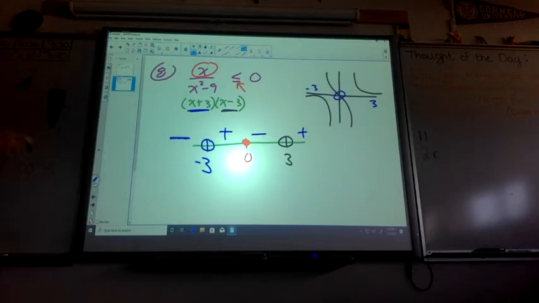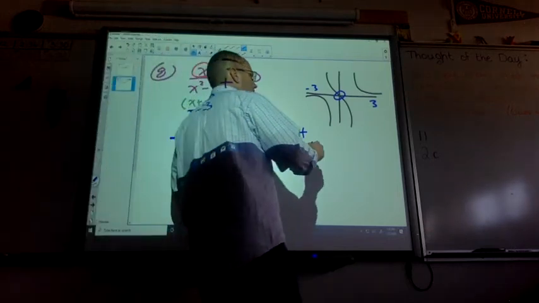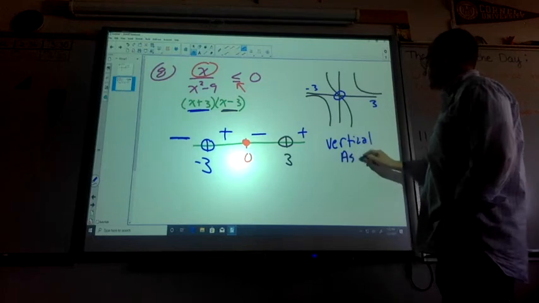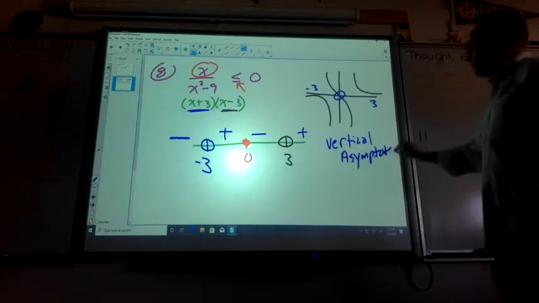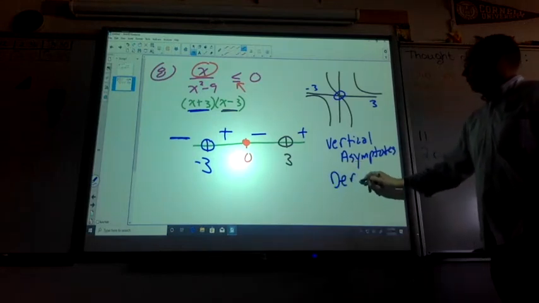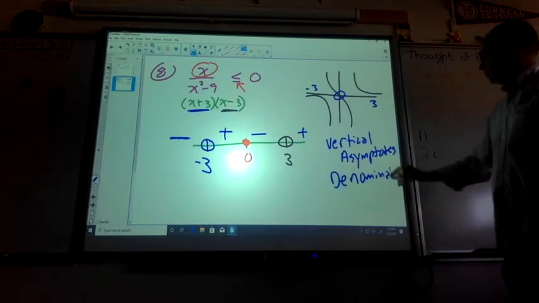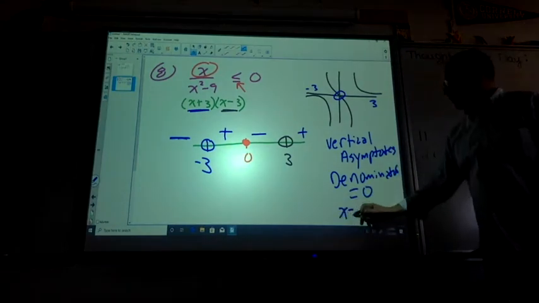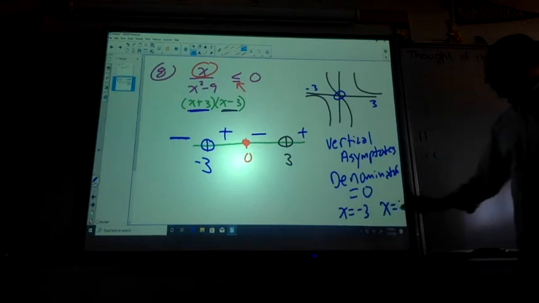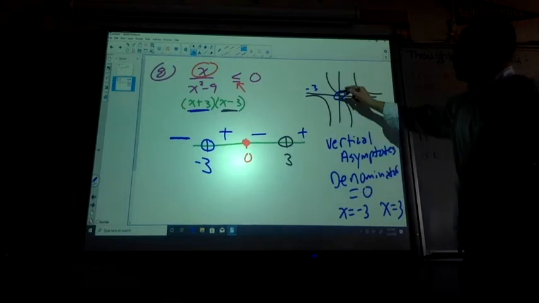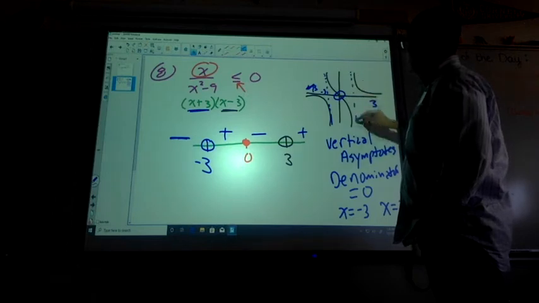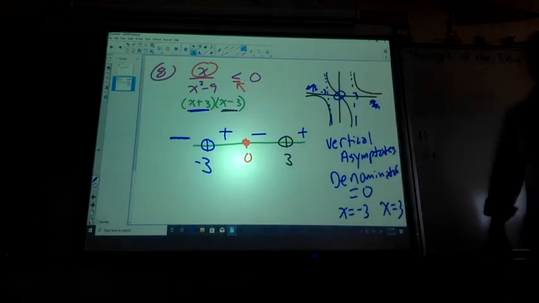So if we were to do it as a sign line, there's other things that we're going to indicate on this right now. Let's talk about vertical asymptotes. That's where the denominator equals 0. Okay? So at x equals -3 and at x equals +3, that allows my denominator to become a 0. So it's kind of like right in here. That's your -3 right there. And then here's my +3. Okay? There's my vertical asymptotes.